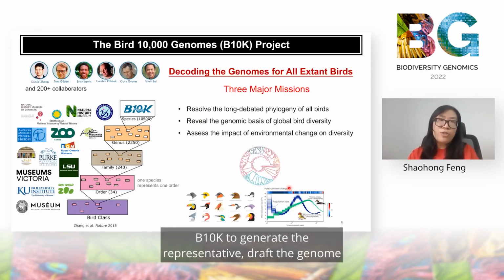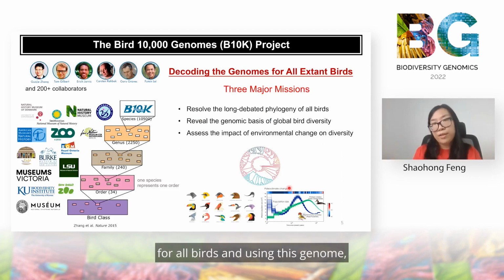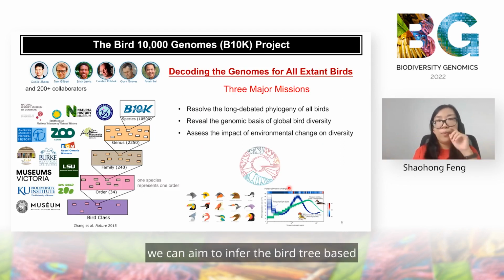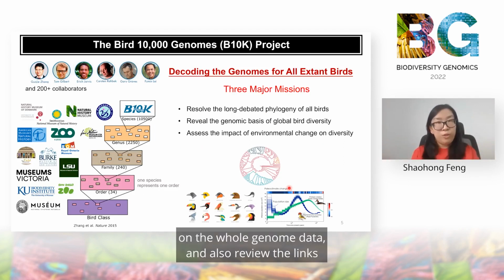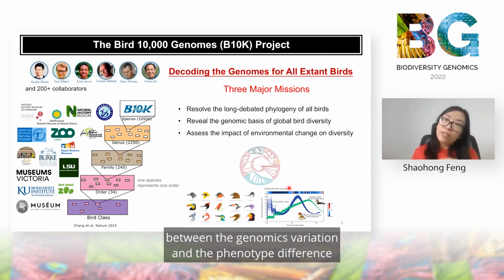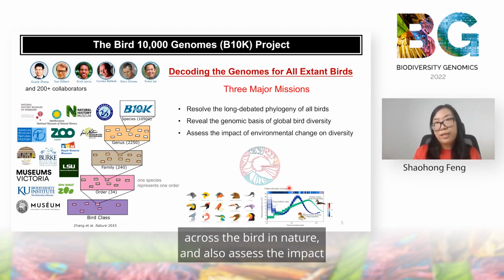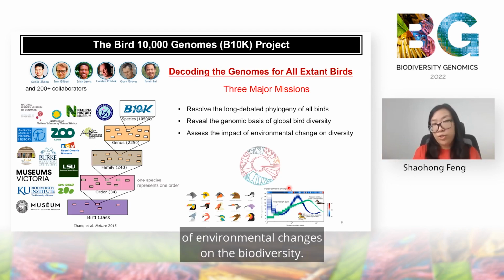B10K is to generate representative draft genomes for all birds. Using these genomes, we aim to infer the bird tree based on whole genome data, reveal the links between genomic variation and phenotypic differences across the bird lineages, and also assess the impact of environmental changes on biodiversity.